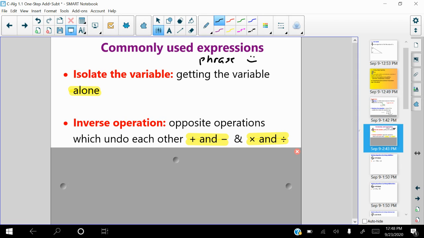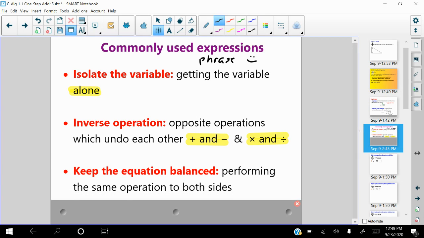We're going to be using what are called inverse operations. They're opposite operations that undo each other. For our examples, we're going to be talking about addition and subtraction. Those are opposite operations. And multiplication and division, those are opposite operations. We can also refer to these as inverse operations. And last but not least, we have to keep that equation balanced. We're going to do that by performing the same operation to both sides when we initiate some kind of step. And I'll talk to you about the differences between them a little bit later in the year. But what we do to one side, we have to do to the other. So let's go through an example.